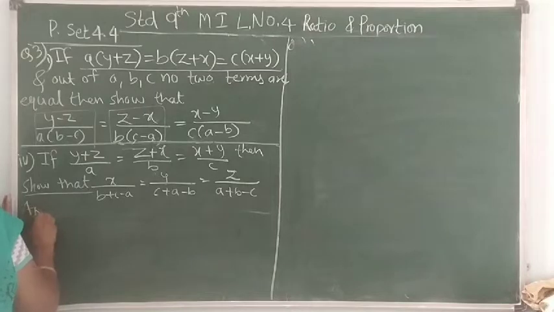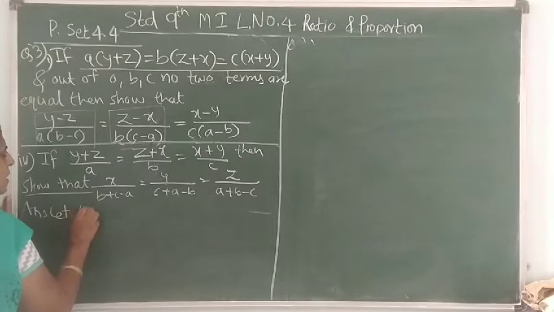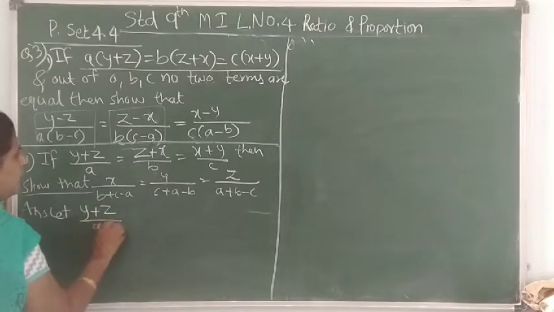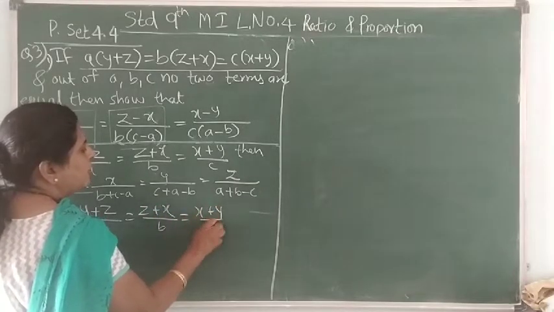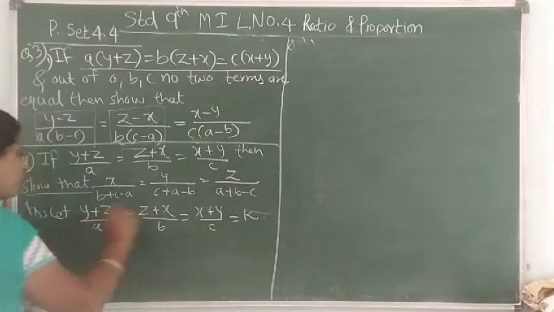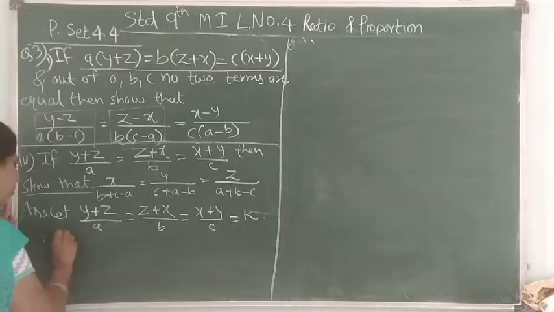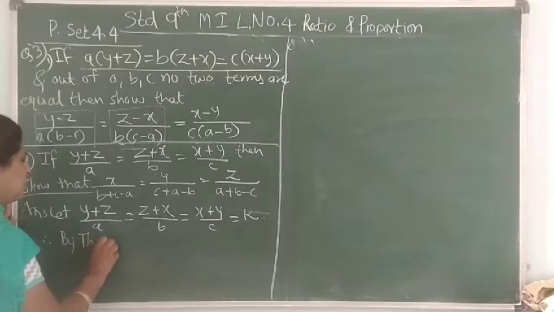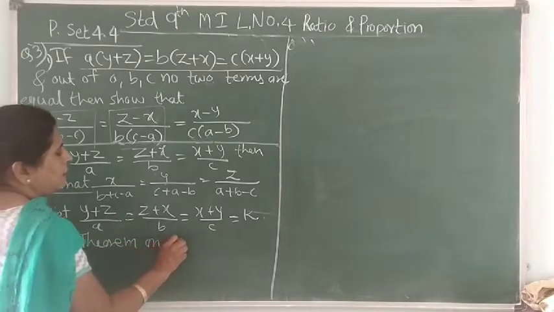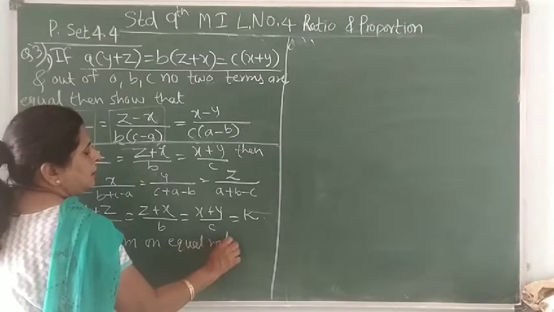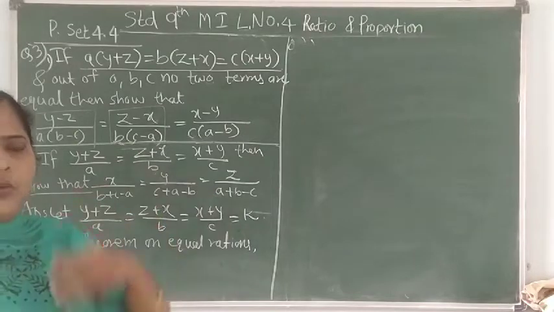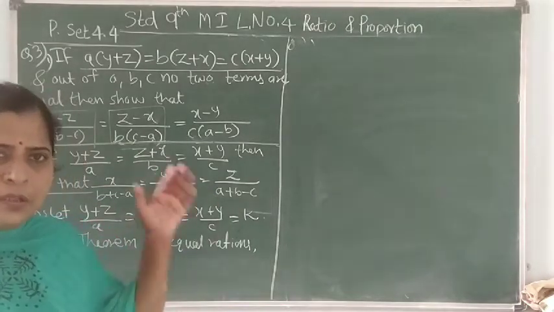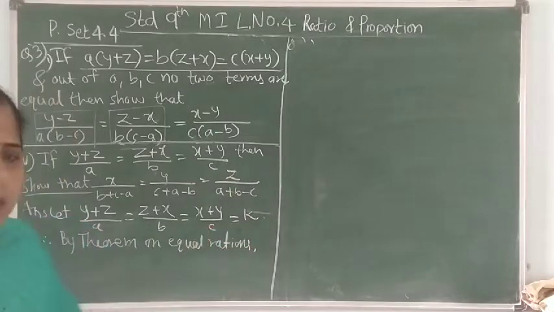So we will start this answer here that whatever three ratios are given, say y plus z upon a is equal to z plus x upon b is equal to x plus y upon c is equal to k. So let's write all three ratios are equal. And now using the theorem on equal ratios, either we can add or subtract, or multiply and then add or subtract the terms in the numerator as well as the terms in the denominator.